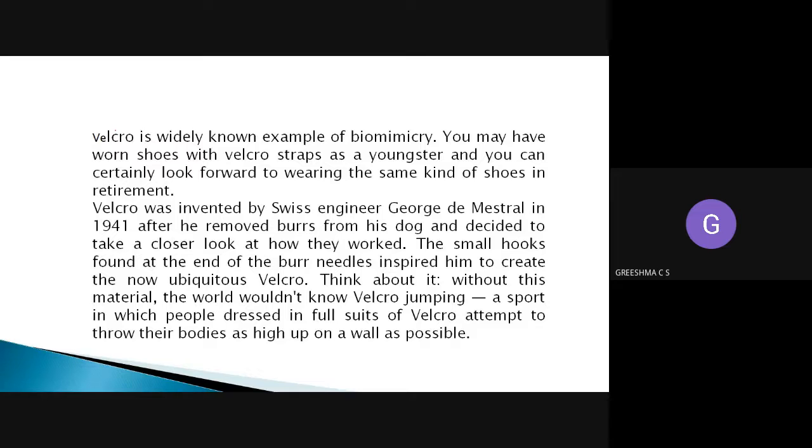Okay. So the small hooks that are found at the end of the burr needles inspired him to create the now ubiquitous velcro. Okay, without its material the world wouldn't know velcro jumping, a sport in which people dressed in full suits of velcro attempt to throw their bodies as high on a wall as possible.